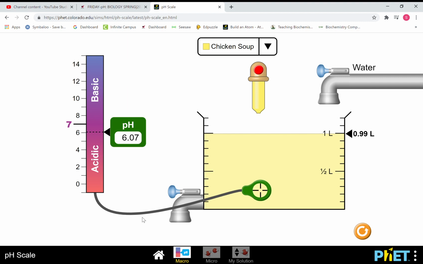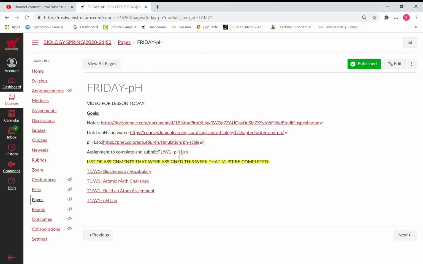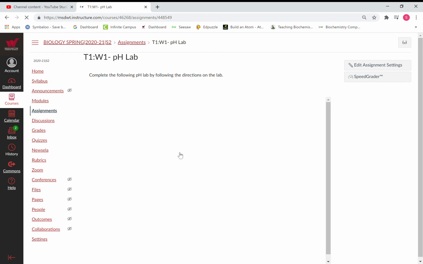This is what you're going to do in your assignment. So you are going to select 5 of these items up here. You're going to measure the pH before you add water. Then you're going to add water up to a liter, and you're going to measure those 2 pH. So let me show you the assignment that you're going to do that on. Here's the lab that you're going to complete.